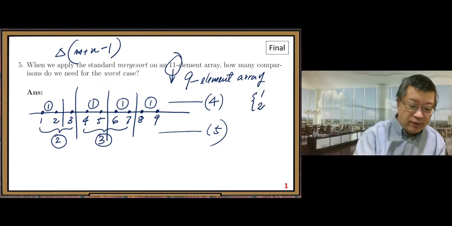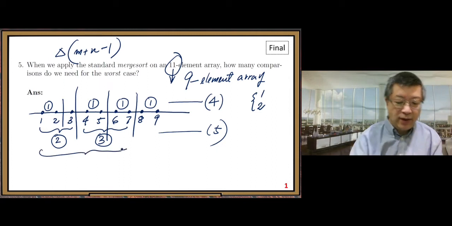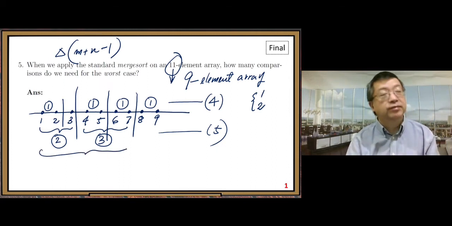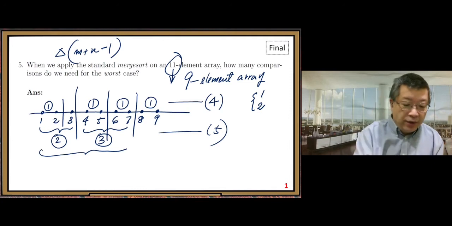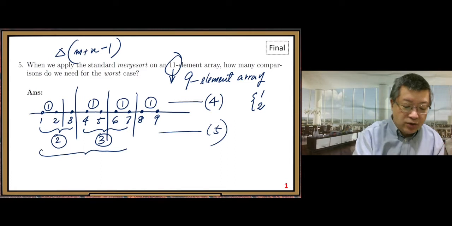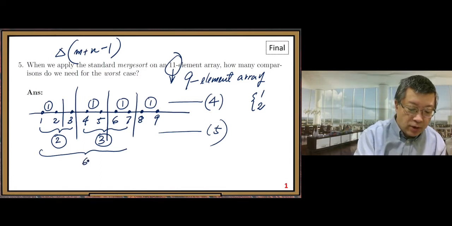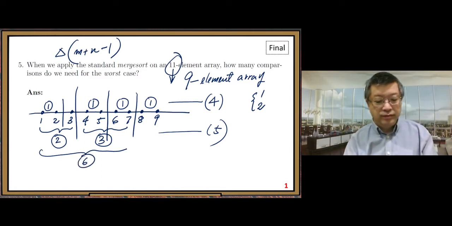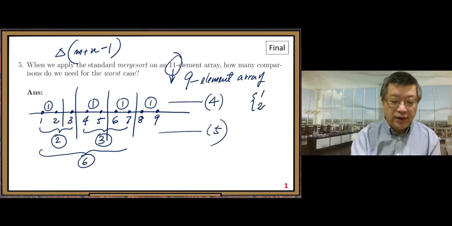Next, if we merge these two, the total number of elements is 7 elements. 7 elements minus 1, 6 comparisons. 6 comparisons. Here, nothing. The last one, nothing.